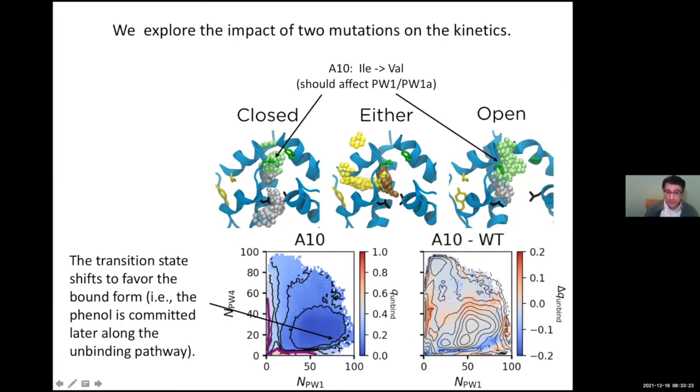Where we do have a difference is where there's this blue streak here. What that says is that the transition state is moving a little bit later, so it's favoring the bound form, disfavoring the unbound form. So that's really all I wanted to say about insulin.